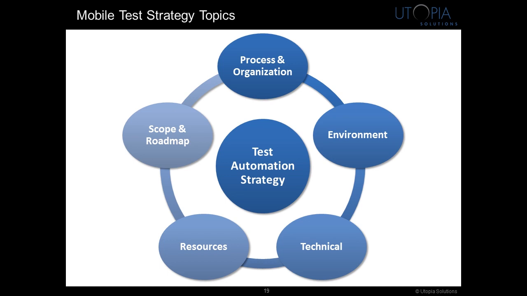All right, so we've got these 5 areas of the test automation strategy. And the foundation of that, and we'll talk more about that on the next slide, is the definition of scope, or what will be automated. And then, of course, the roadmap for implementing that scope, along with any required foundational improvements.